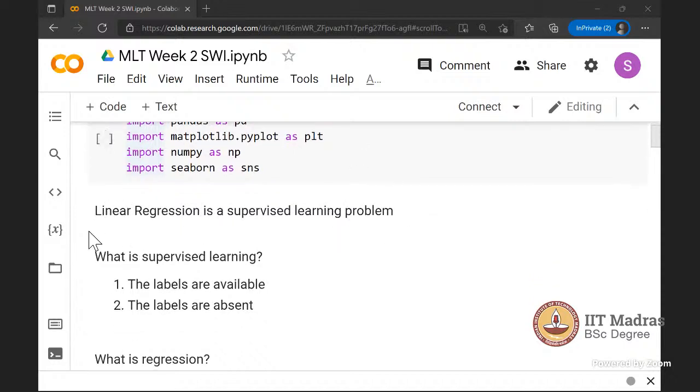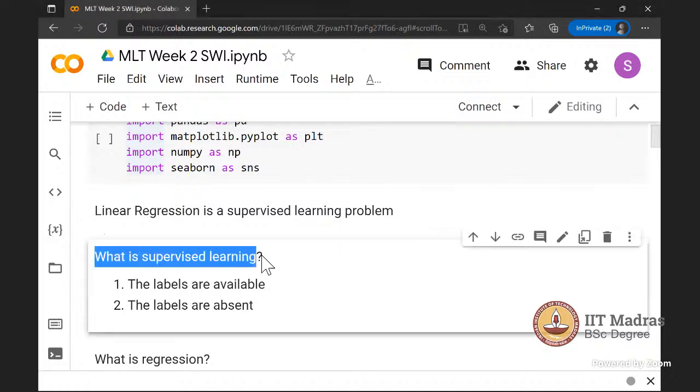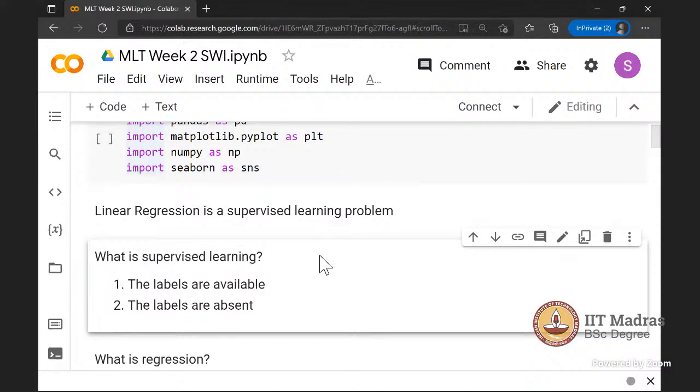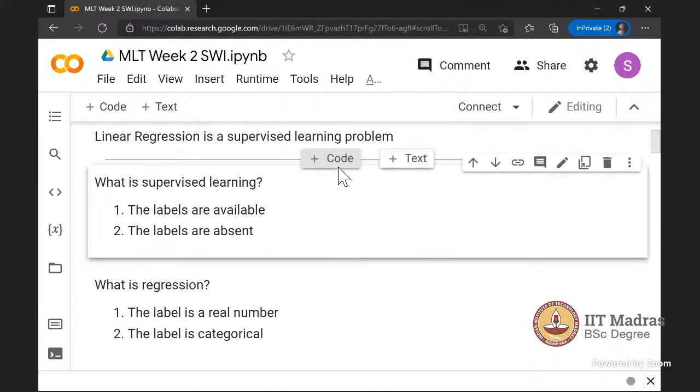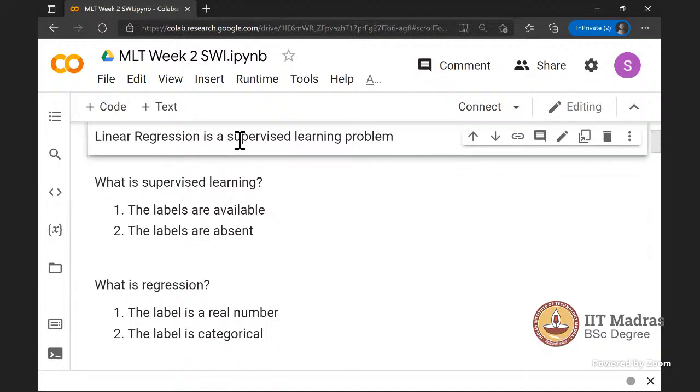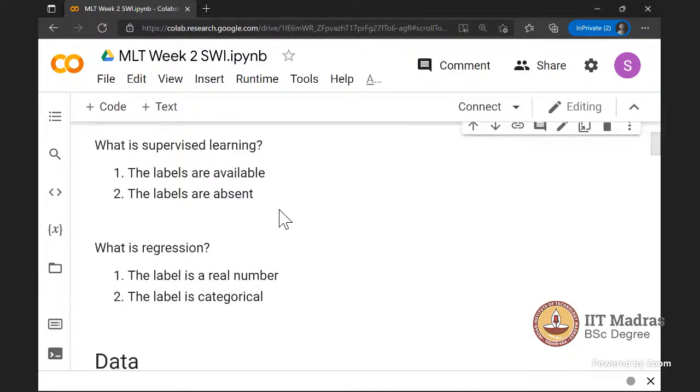Before we do that, let's talk about this question: what is supervised learning? What happens in supervised learning? Are the labels available or are they absent? Available. Right, that's the one. Supervised means the input and output pairs are available, and that's why we call the learning problem of such kind supervised.